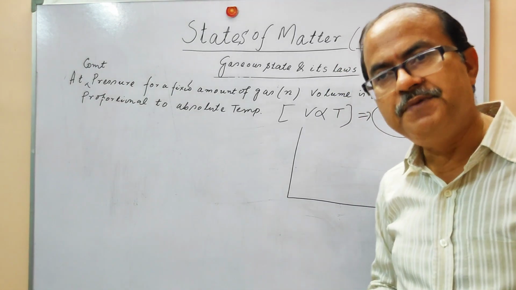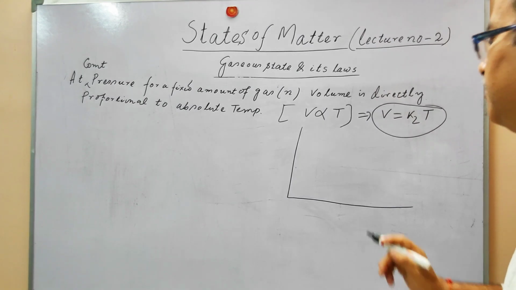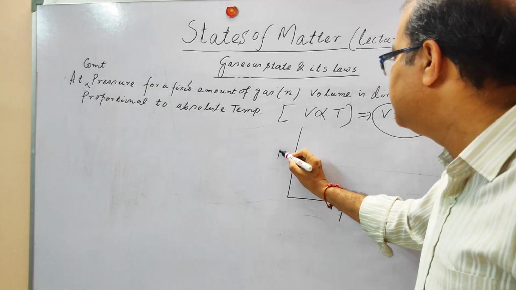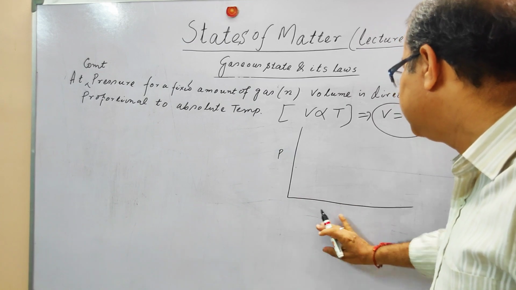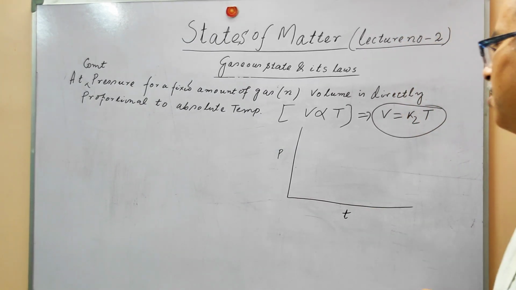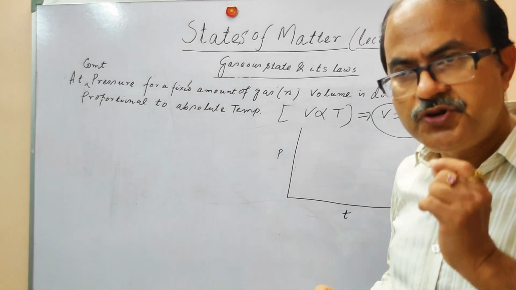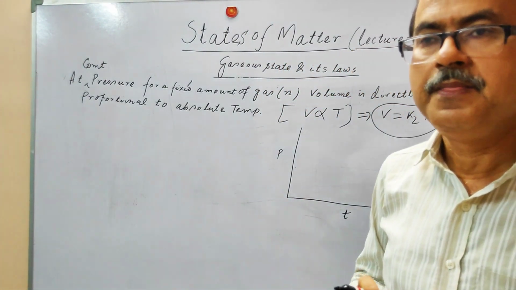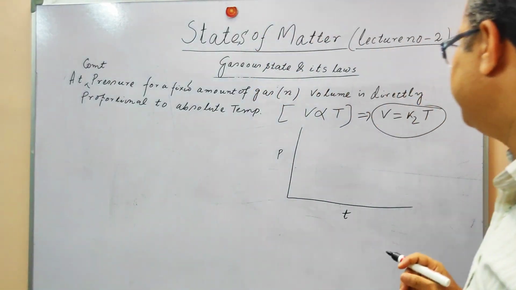When we graphically represent it, what do we find? We take the temperature on the axis, temperature in Celsius, and pressure. At that time, what will we find? For the majority of the gases, it will be a straight line.